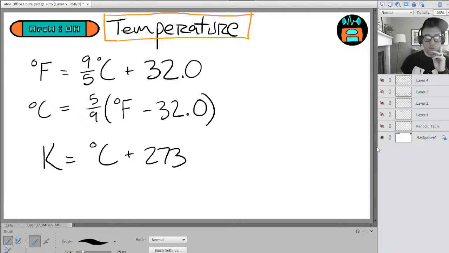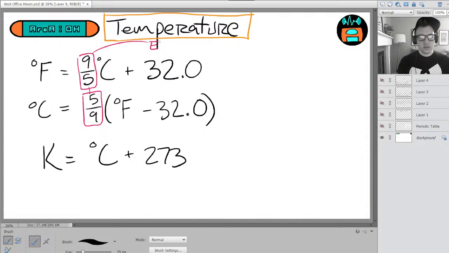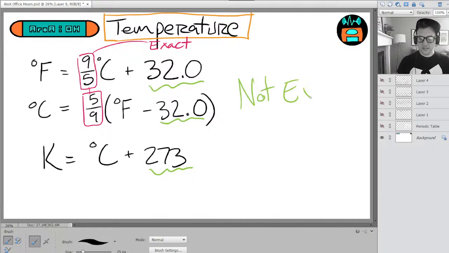Something that you should know as far as sig figs go, this ratio right here is exact, so you don't need to worry about this limiting you to 1 sig fig. But then the numbers that we're adding, all of these, are not exact.